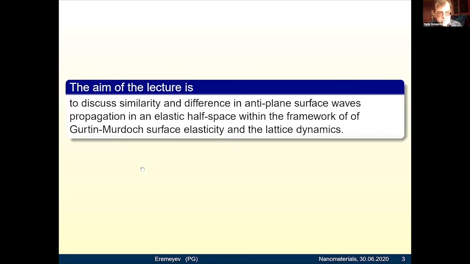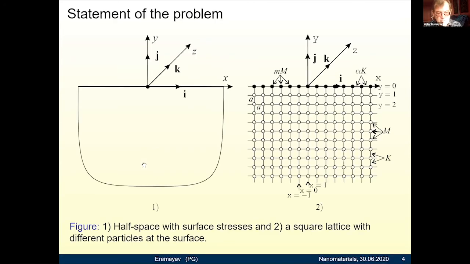Okay, the aim of the lecture is to discuss similarity and difference in surface wave propagation in an elastic half space, considering two models, surface elasticity and lattice dynamics. Roughly speaking, we have two problems, shown in the sketch here. We consider a half space with surface stresses and a lattice. For simplicity, we consider a square lattice where we have some particles, or for simplicity atoms, which are different in the bulk and on the surface.